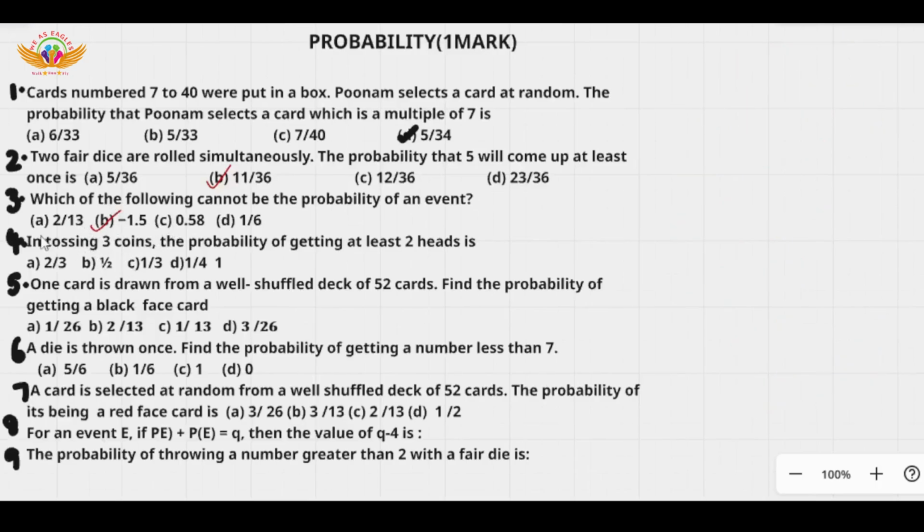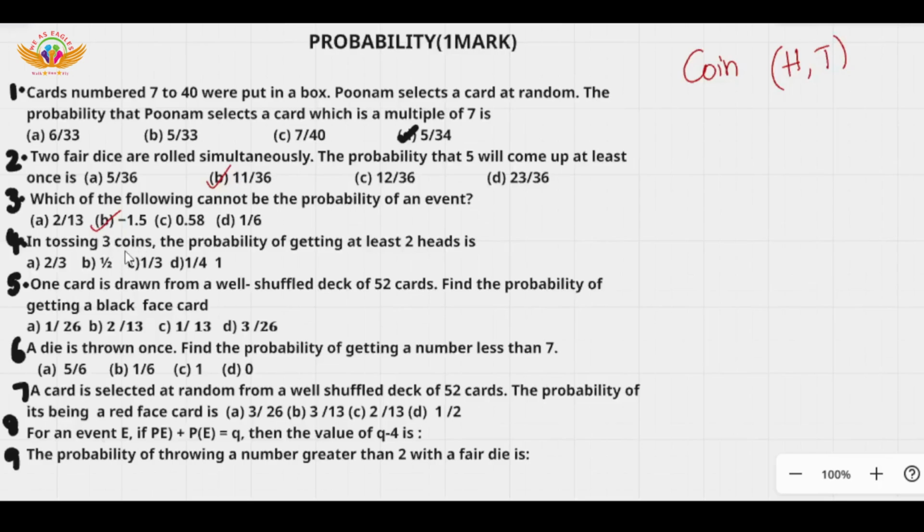Let us move to the next question. The fourth question: in tossing 3 coins, find the probability of getting at least 2 heads. See, they are asking about heads. Whenever heads and tails come, you have to think of a coin. A coin has a head and also a tail. First check whether they are asking for 1 coin, 2 coins or 3 coins. They are asking for 3 coins.